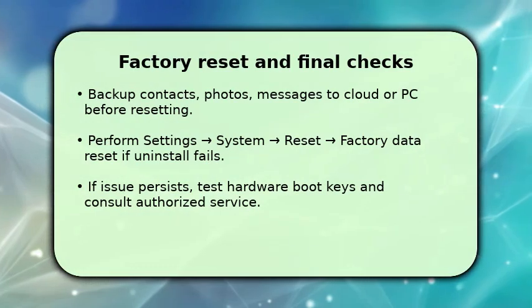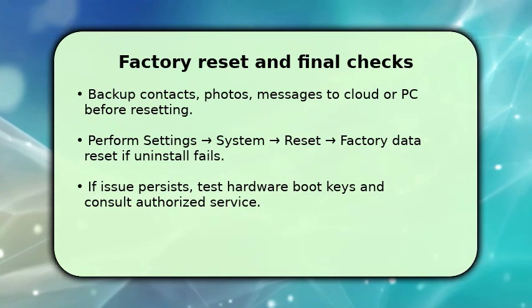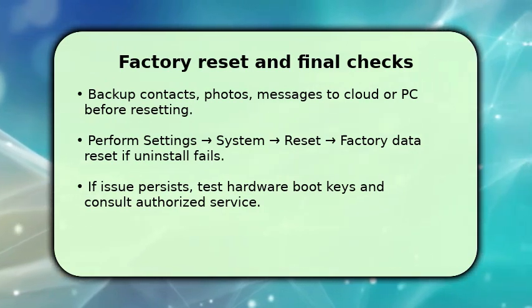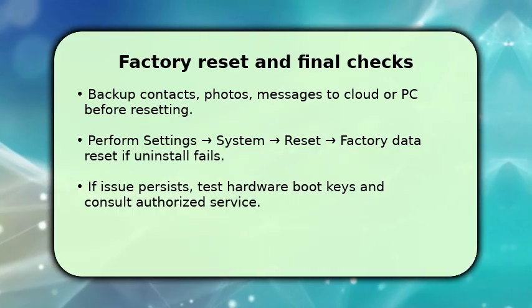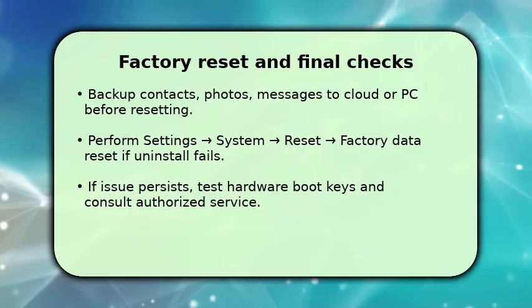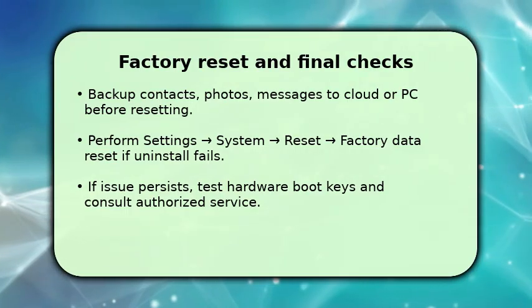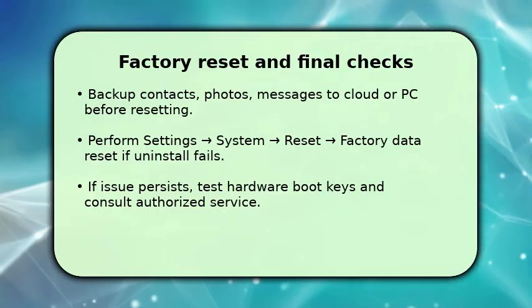If removing apps does not resolve safe mode, a factory reset is the last reliable software fix. Backup photos, contacts, and messages first because reset erases user data. Then go to Settings, right arrow System, right arrow Reset, right arrow Factory Data Reset. This restores the phone to stock, removing misbehaving configurations.